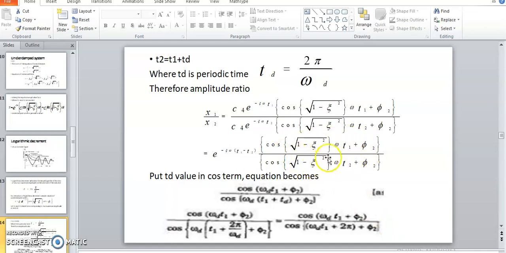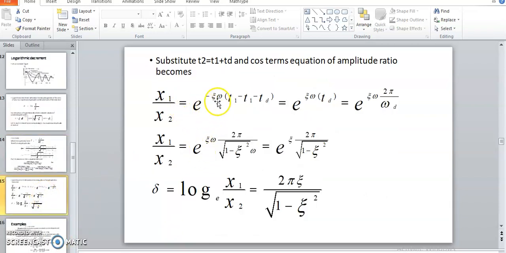This cos ratio becomes 1, and the ratio x1 by x2 becomes e raised to minus zeta omega into t1 minus t2, that is e raised to zeta omega into t2 minus t1. Now t2 is again represented as t1 plus td, so t1 gets cancelled and only td remains. For td we put 2 pi by omega d, and the ratio becomes e raised to zeta omega 2 pi by omega d. Again we put omega d as square root of 1 minus zeta square omega n. Now omega gets cancelled, leaving e raised to 2 pi zeta over square root of 1 minus zeta square.